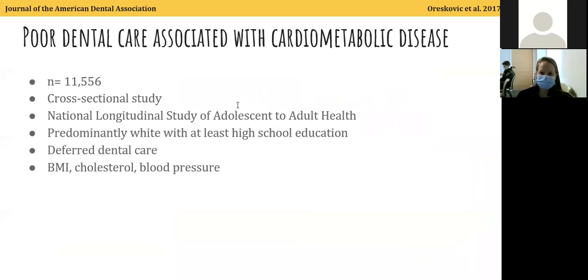This is particularly problematic because poor dental care has been shown to be associated with multiple medical conditions as well as other issues. This is a study that was published in 2017 in the Journal of the American Dental Association and looked at almost 12,000 kids in a large national study across the US. They looked at them in their teenage years and then their young adult years and looked at whether they had delayed dental care in those teenage years and then looked at a variety of medical factors.